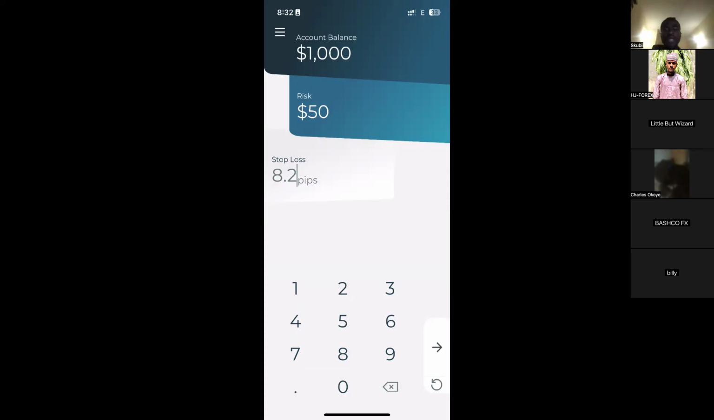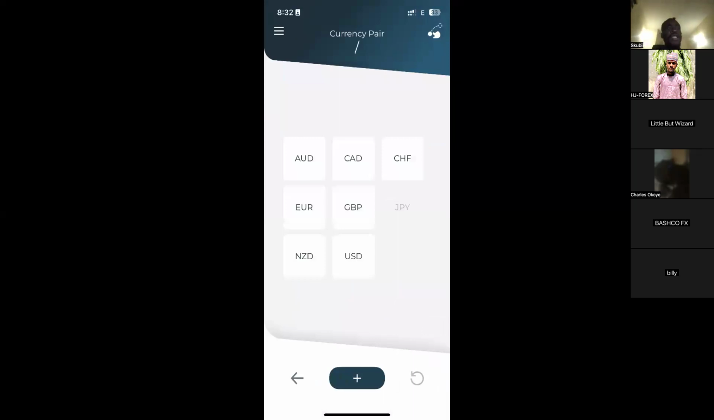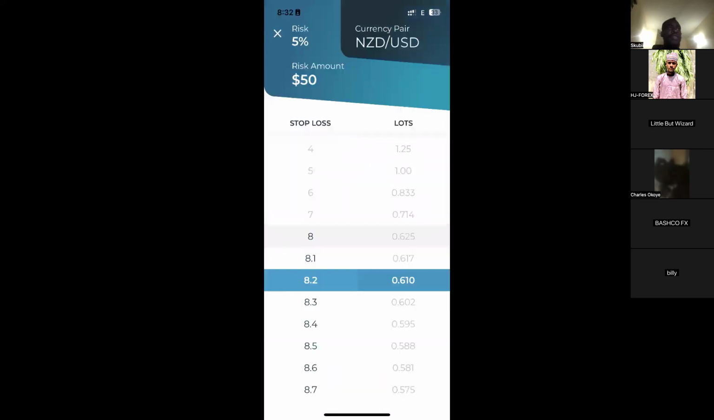The next thing is we'll press the arrow beside it and then choose the currency pair. The currency pair we're looking at in this case is NZD USD. You tap on NZD USD and then you click on calculate. So now look at this. It's giving us a lot size here that with an 8.2 pip stop loss, we should use a 0.610 lot size. That's 0.61 lot size. So if we use this 0.61 lot size, once price taps our stop loss, we'll be losing $50. Do you understand? We'll be losing $50, which is 5% of our $1,000 account. So like this, we've gotten the lot size to use for this trade. I don't know if you guys get the idea.